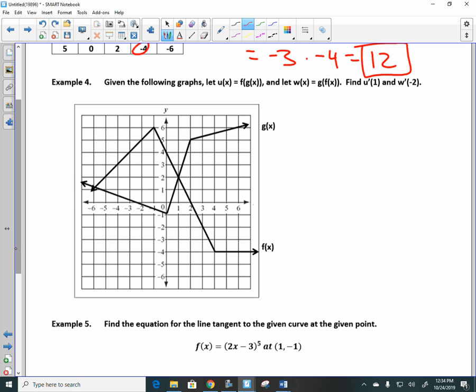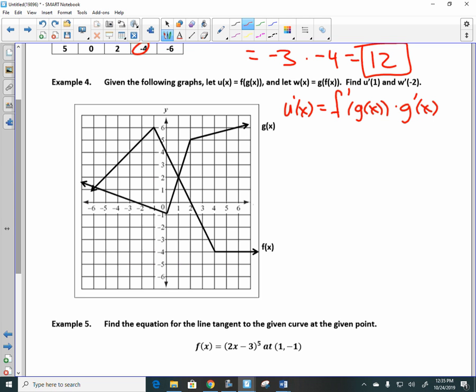Given the following graphs, let u of x equal f of g of x, and let w of x equal g of f of x. Find u prime of 1 and w prime of negative 2. I'm going to do the first one. You're going to do the second one. Somebody give me a rule for u prime of x. F prime of g of x times g prime of x. Yep, the derivative of the inside is g prime of x times the derivative of the outside with the inside left alone.